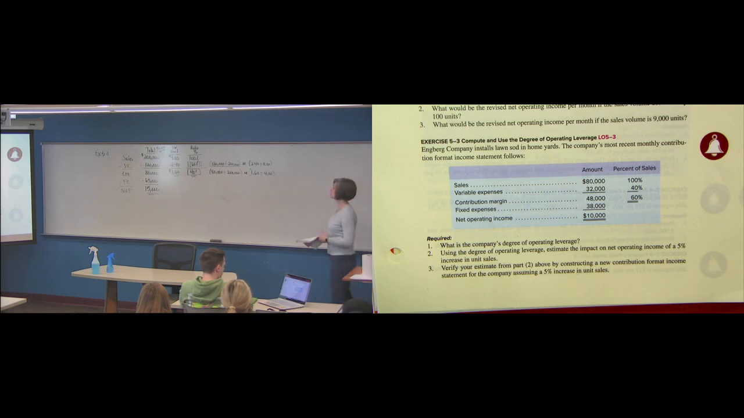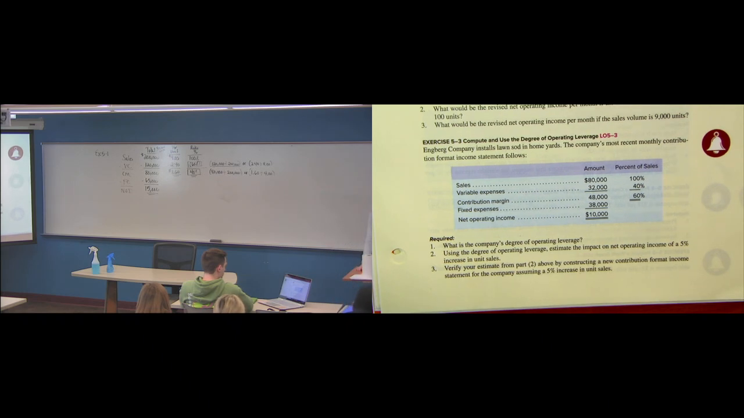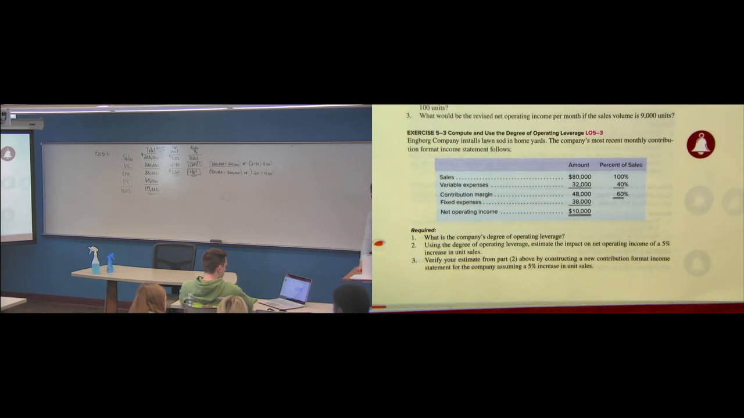So they give us the totals and the percentages, and we don't really need the per unit values here, do we, for this question? So I'm not going to go ahead and do that. We don't need it. The question is, what is the company's degree of operating leverage? So someone tell me how we find that. Someone that did the assignment. Contribution margin divided by net operating income. So for that one, we've got 48,000 divided by 10,000, and our answer is 4.8 what?